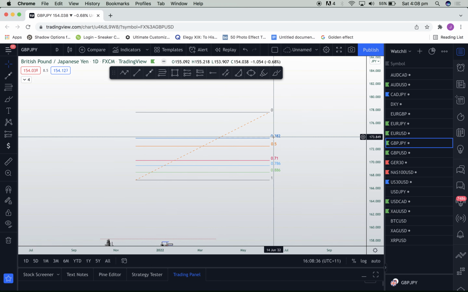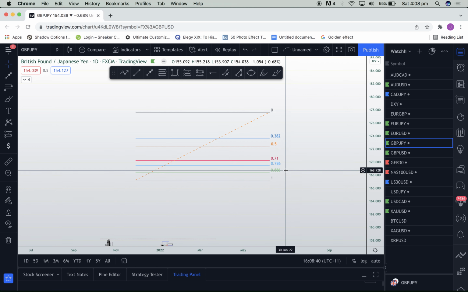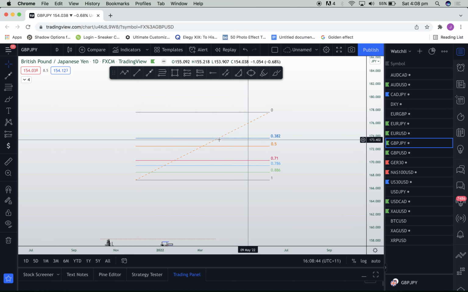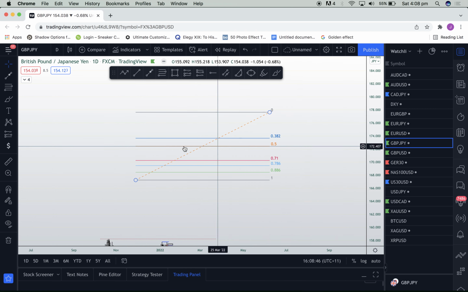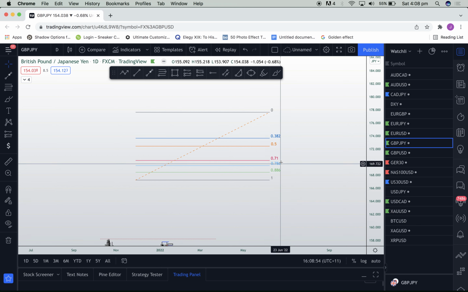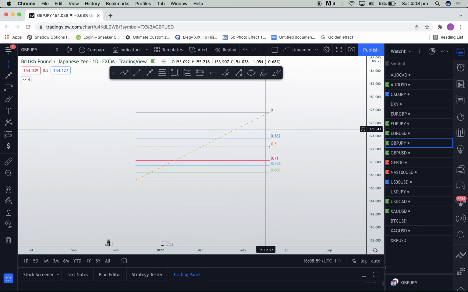All these numbers, 0.382, 0.5, 0.71, 0.786, and so on and so forth, are percentages. 0.5 being 50%. This is called your equilibrium mark because it is the middle point between top and bottom. So it would make sense that 0.71 is 71% and 0.786 is 78.6%. So what does it mean?